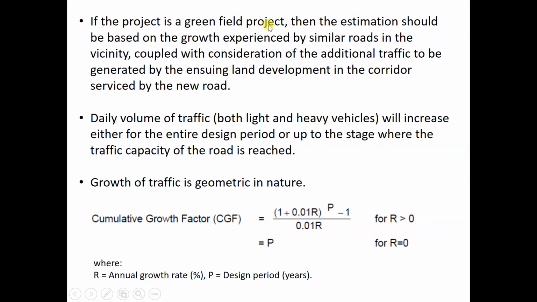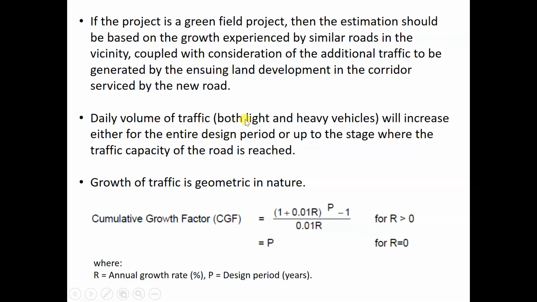If the project is a greenfield project, that means totally new, then the estimation should be based on the growth experienced by similar roads in the vicinity, coupled with consideration of additional traffic to be generated by the ensuing land development in the corridor. So if it's a totally new project, you have to estimate based on the traffic of the roads in the surrounding, and you can make a good estimate of the anticipated traffic on the road, for new roads, for new pavement.